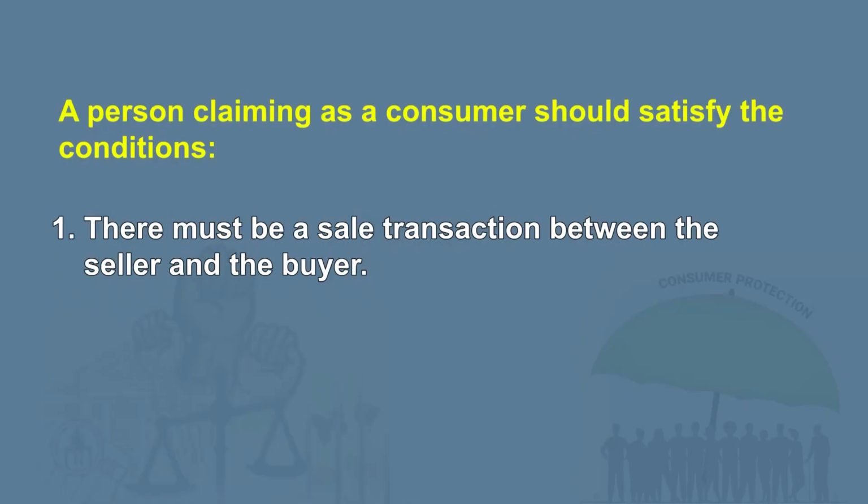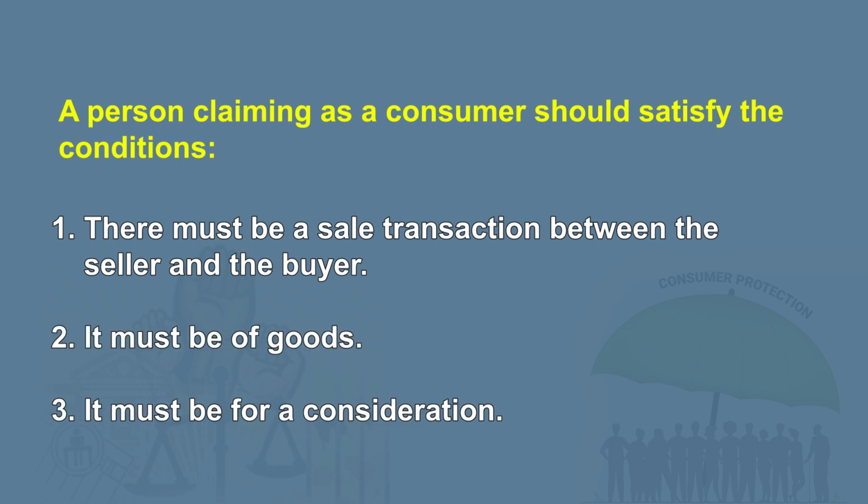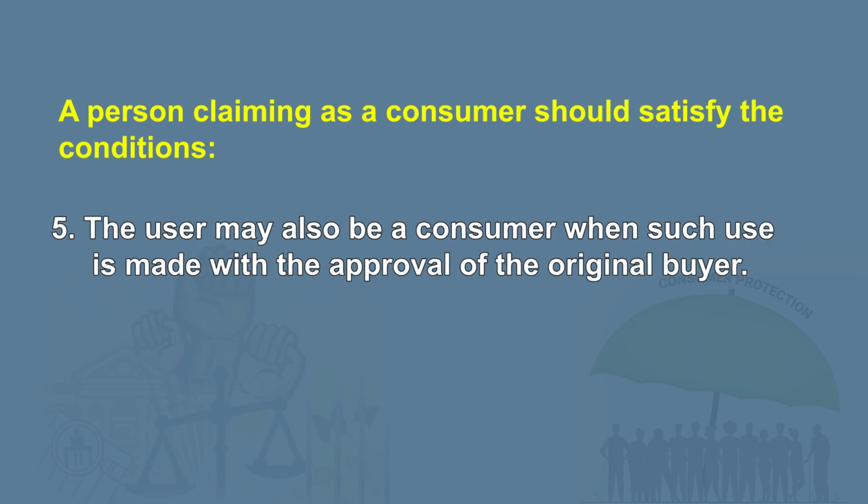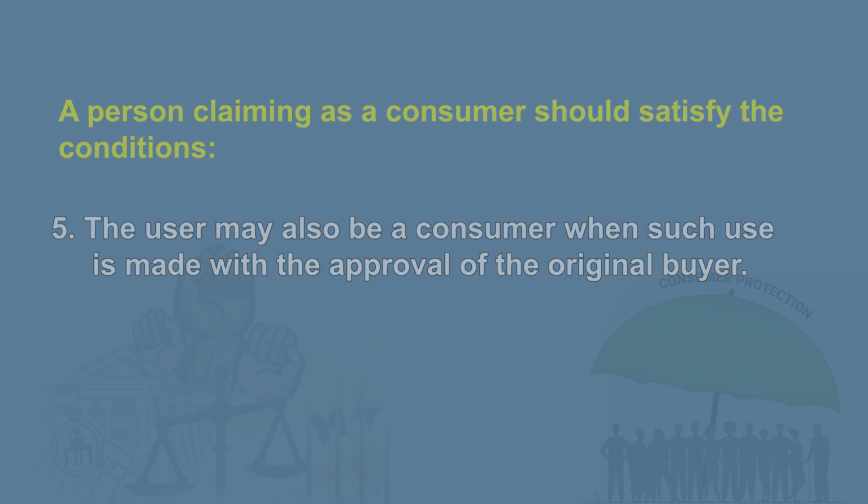They are the first category of consumers within the definition. A person claiming as a consumer should satisfy the following conditions. There must be a sale transaction between the seller and the buyer. It must be of goods. It must be for a consideration. It must have been paid or promised or partly paid and partly promised or under any system of deferred payment. And the user may also be a consumer when such use is made with the approval of the original buyer.